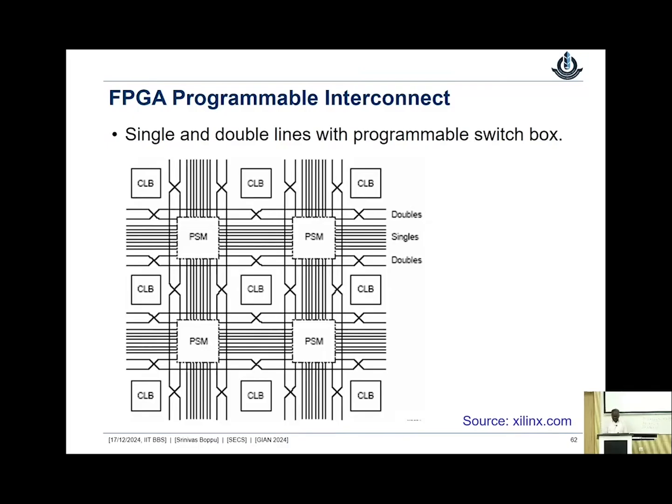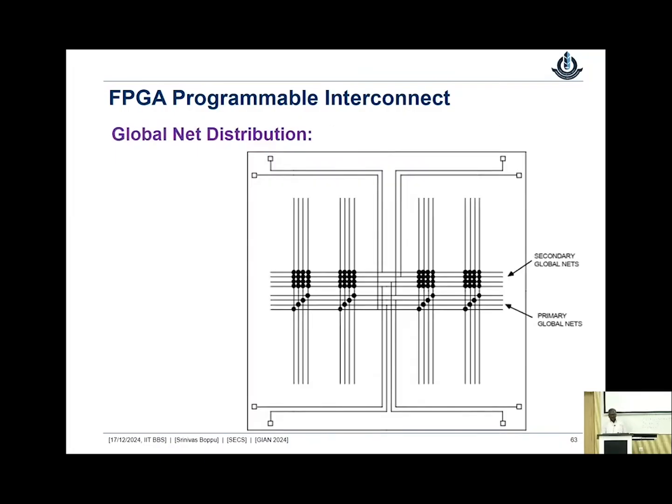So now we can think that an FPGA really consists of these single, double and long lines. Not only that, of course, for the clock distribution and all, we should also have some kind of global nets. Those are also part of what is known as the clock management tile. Okay, that's what we have here.